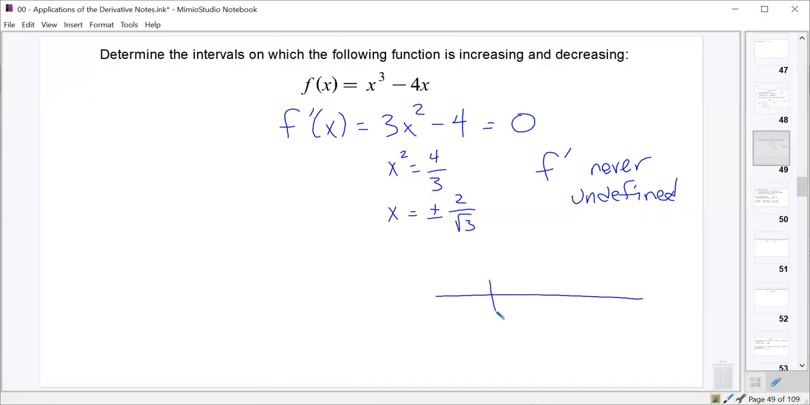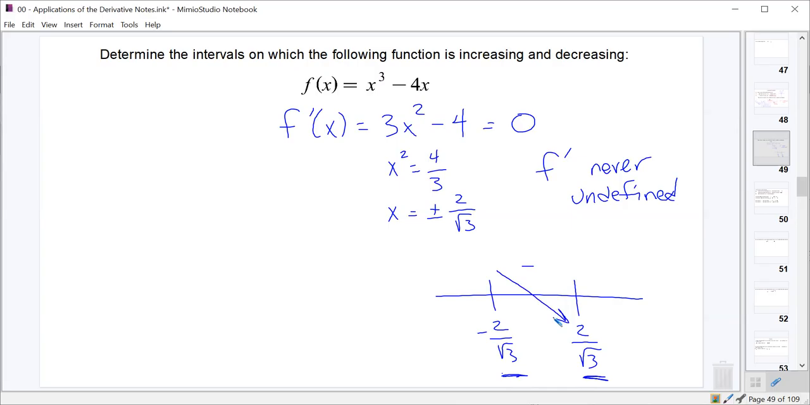So I'll make a sign chart that includes negative 2 over root 3 and positive 2 over root 3. Those being the only two places where the sign of that function, 3x squared minus 4, could possibly change. If we plug in something like 0 into the derivative, and I'm thinking 0 because it's between negative 2 root 3 and positive 2 over root 3, and it's a really easy number to plug into my derivative. If I plug in 0, I get negative 4, which means that this function must be decreasing on that interval.